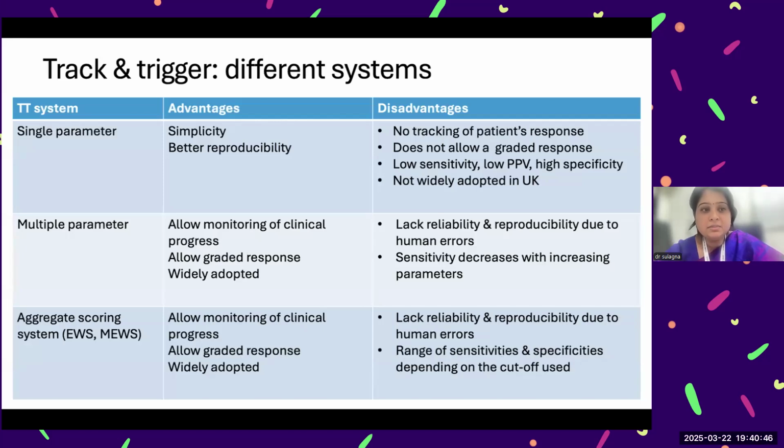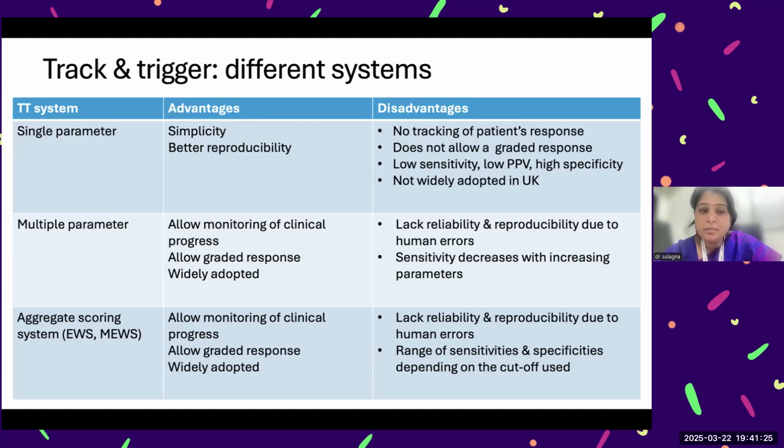So if we compare the systems, the single parameter systems are simple and well reproduced. However, the disadvantages are that they cannot track a patient's response. It does not allow a graded response. So if there is a deterioration of a particular parameter, it does not give any idea of how much care, how much attention or how much intervention is to be done for that particular response. They have a very low sensitivity, low predictive values, and are not widely adopted in the UK, but they definitely pave the way.